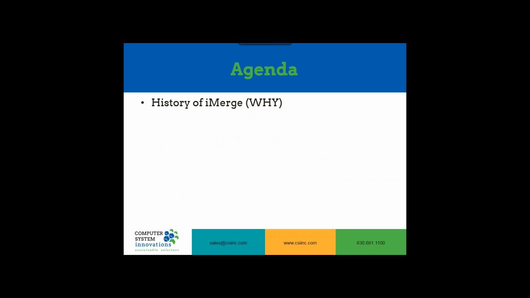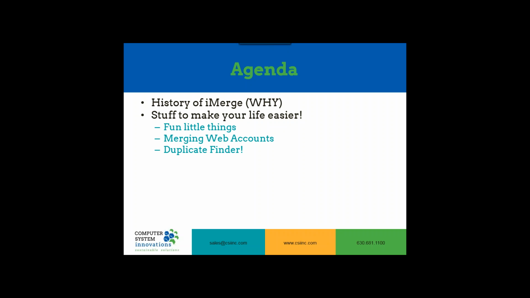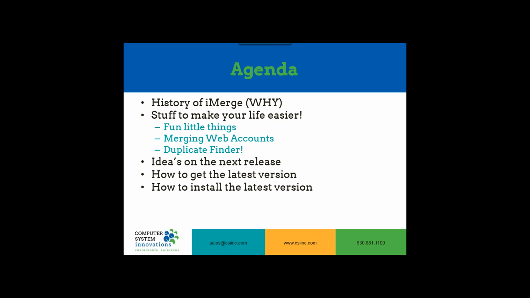Our agenda is pretty straightforward. We're going to cover why we wrote iMerge. Then the meat of it, the stuff that's in iMerge, and that's the technical term, if you will, stuff that makes your life easier. Fun little things about iMerge, our really powerful ability to merge web accounts, our new duplicate finder, new as of a year or two ago, and some ideas that we're looking for our next release. And then if you are our typical client, you may not be on the latest release. We're going to tell you how to get the latest release, how to install it, and if you run into any trouble, how to get help. At the very end, we'll do our Q&A. So feel free to fire those off during the webinar. We're interested, and we'll answer all those at the very end.